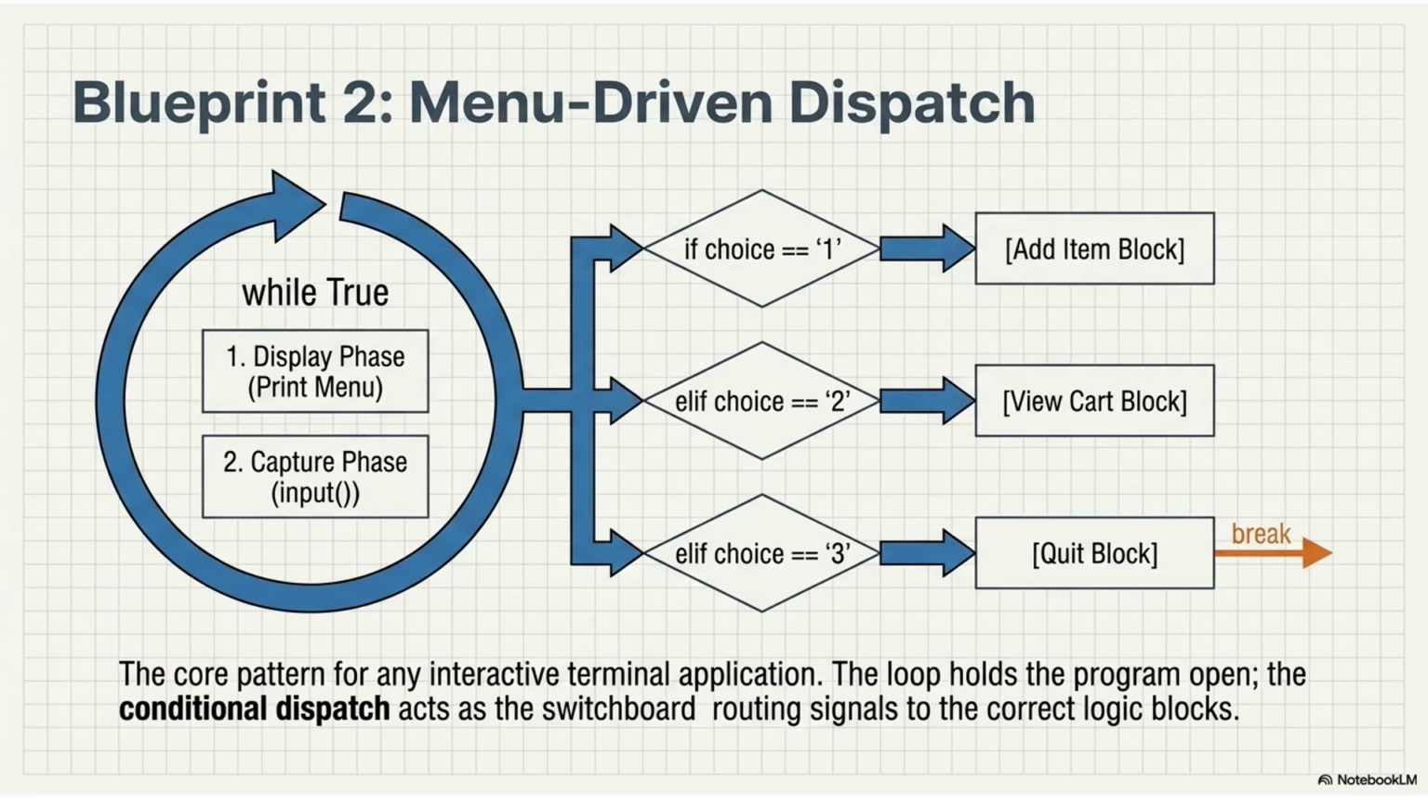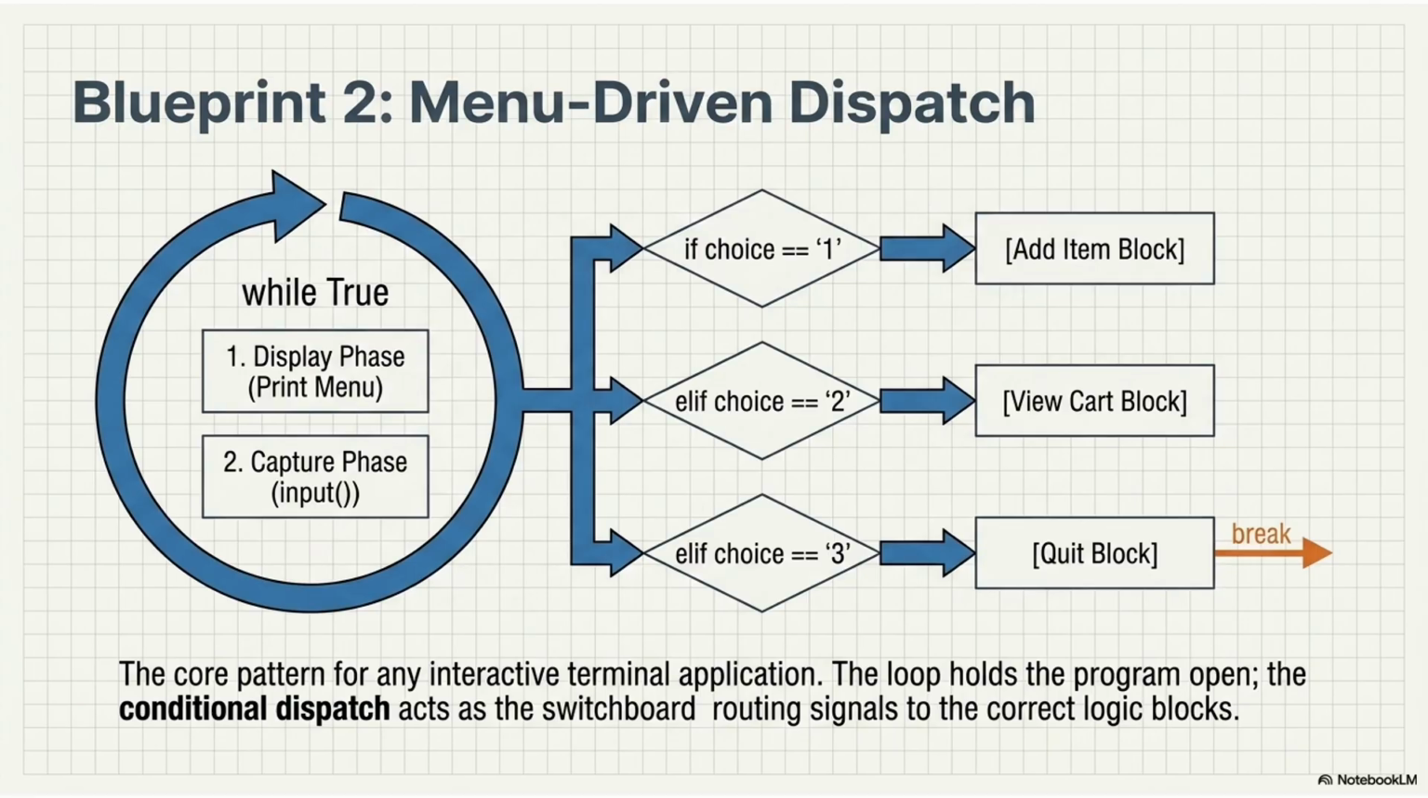course. Blueprint 2 is the menu-driven dispatch pattern, the architectural backbone of every interactive terminal application. The structure has 2 phases inside a while true loop. The display phase prints the menu options to the screen. The capture phase calls input to receive the user's choice. After capture, a conditional dispatch block routes the choice.